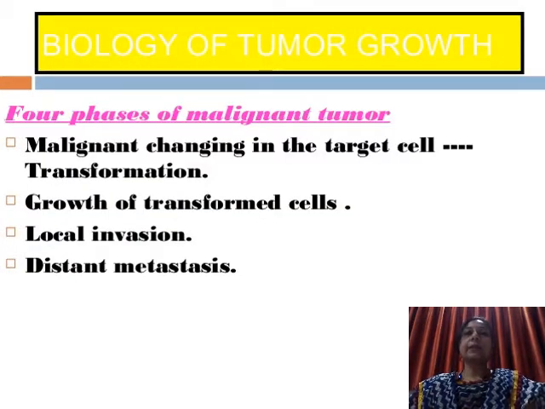As I've told you, there is a history of tumor growth. There are 4 phases of malignant tumor. One is malignant change: the normal target cell will be transformed into the malignant cell. The transformed cell will grow. The growing cells will locally invade, and then it goes to distant metastasis. So these are the 4 phases of malignant tumor.